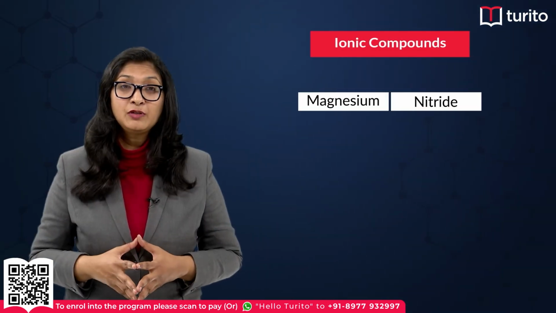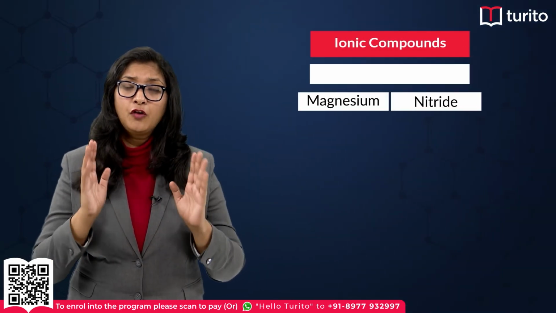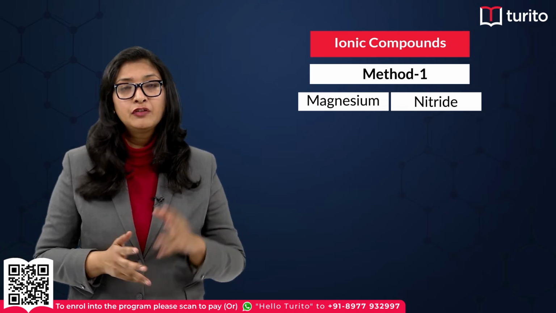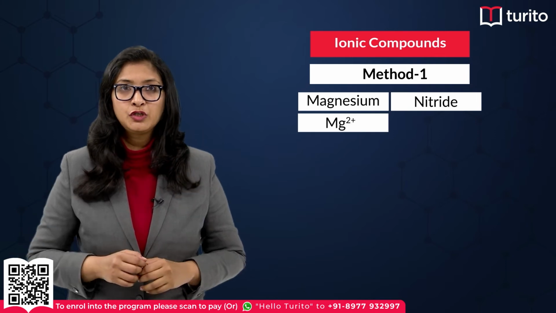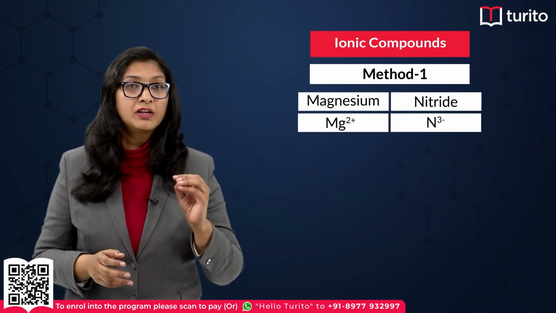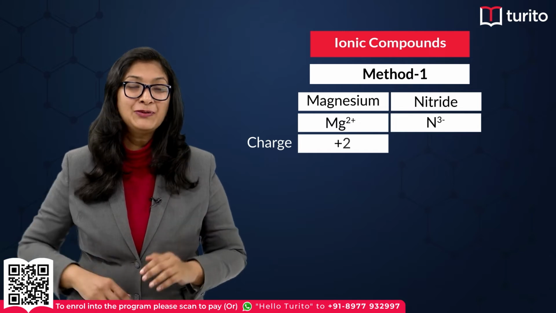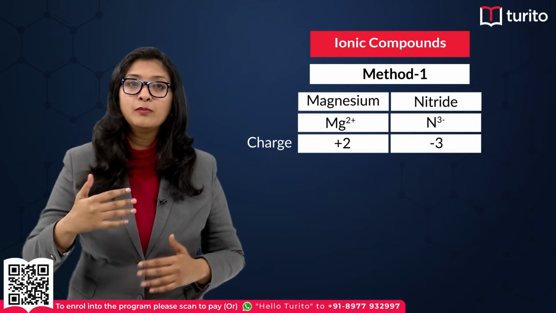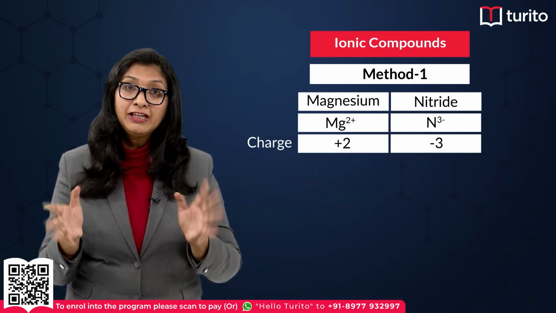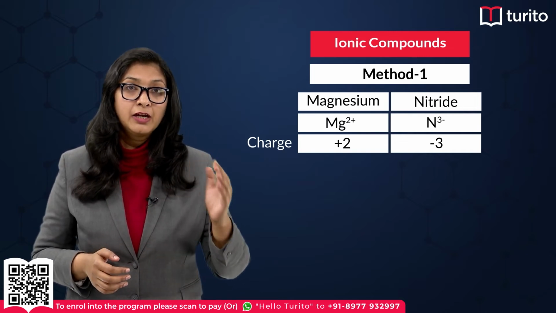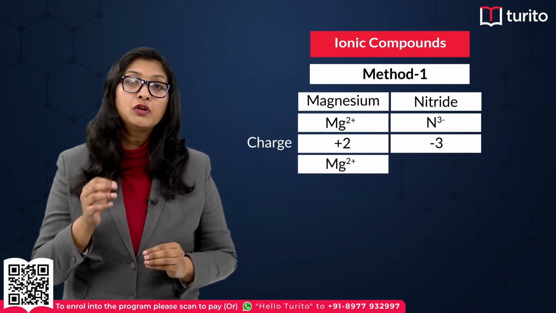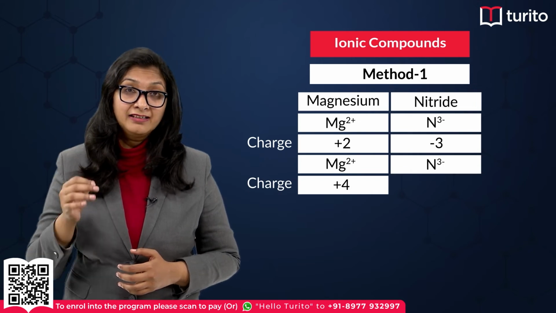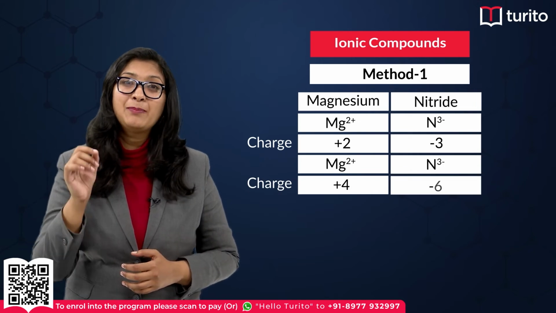Correct? Now if I am writing the formula for magnesium nitride, remember that I have to balance their charges. So let us say I have 1 Mg2+ and 1 N3-. What is the charge? Positive charge is +2 and negative charge is -3. Now let us add one more ion to each of them. So then what will happen? If I add one more Mg2+, then the total positive charge will be +4. And if I add one more nitride, N3-, the total charge will be -6.